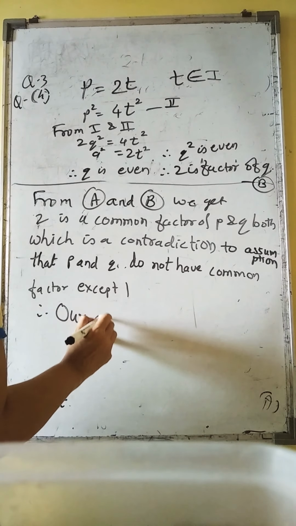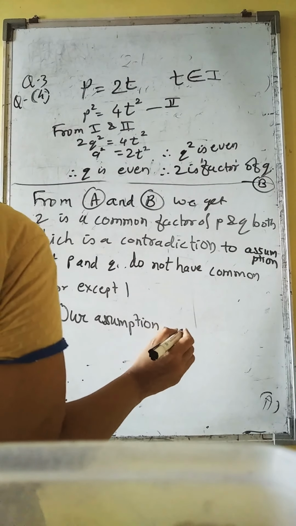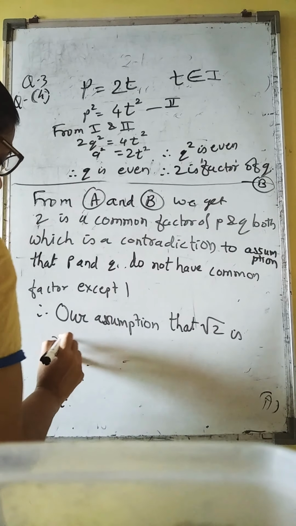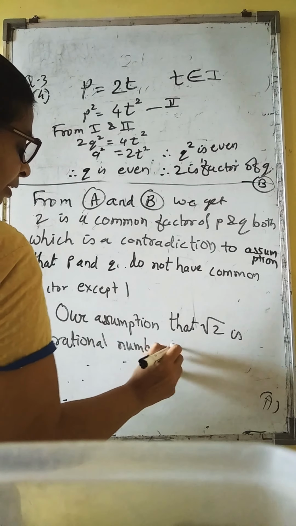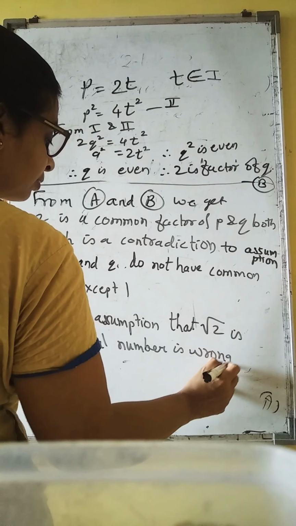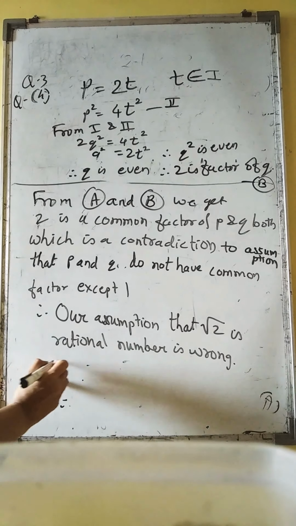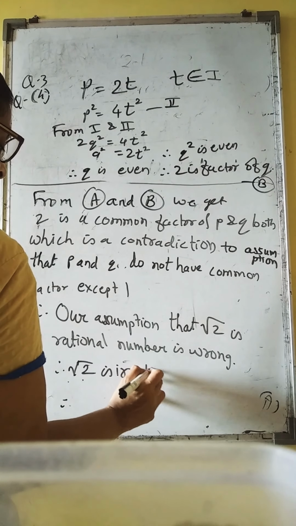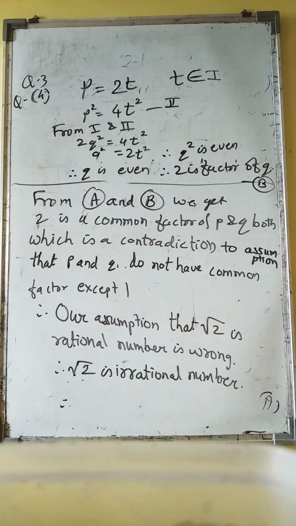Therefore, our assumption that root 2 is a rational number is wrong. So now root 2 cannot be a rational number. So therefore root 2 is an irrational number. Clear?